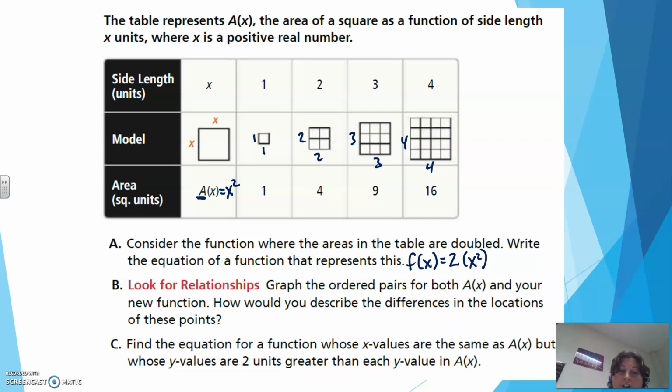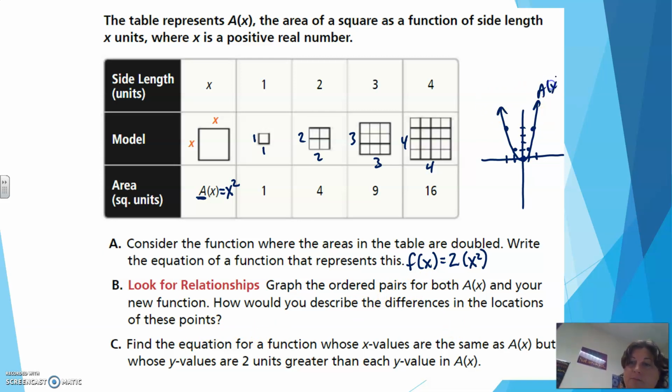It says look for relationships. Graph the ordered pairs for both A of x and your new function. How would you describe the differences? Again, if we think about what we learned last chapter, that 2 is going to affect it vertically, which means it's going to be a vertical stretch. So this is the first one. Okay, so this is A of x.